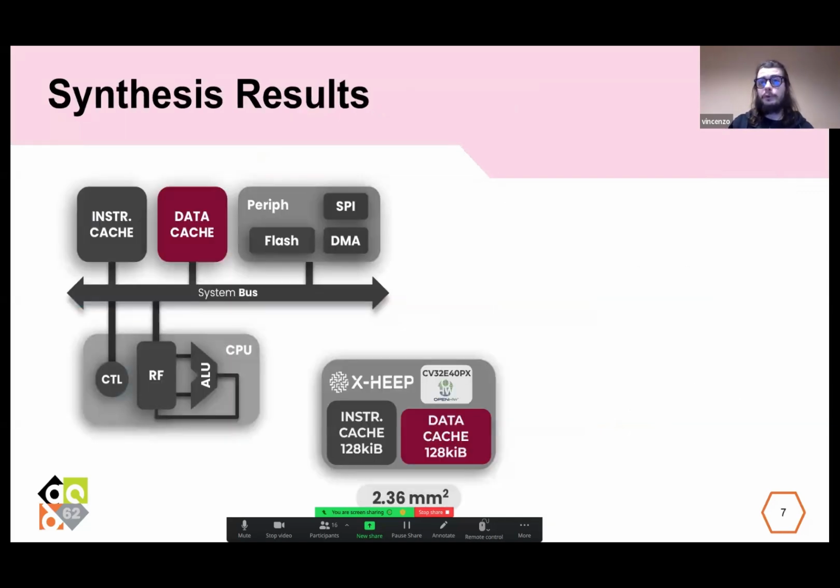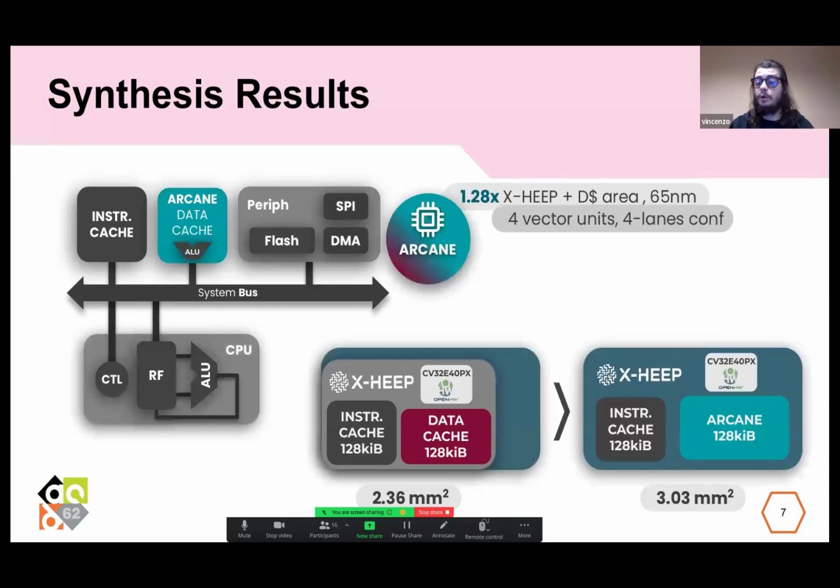Before going to look at the performance of Arcane, we also tried to measure the overhead you get from bringing computation within a data cache. We first synthesized X-HEEP, which is an open source microcontroller developed at EPFL. Then we synthesized Arcane on a commercial 65 nanometer technology. What we see from the results, under this configuration which gives us 4 vector units in the 4-lane configuration, is just a 30% overhead on the overall area.